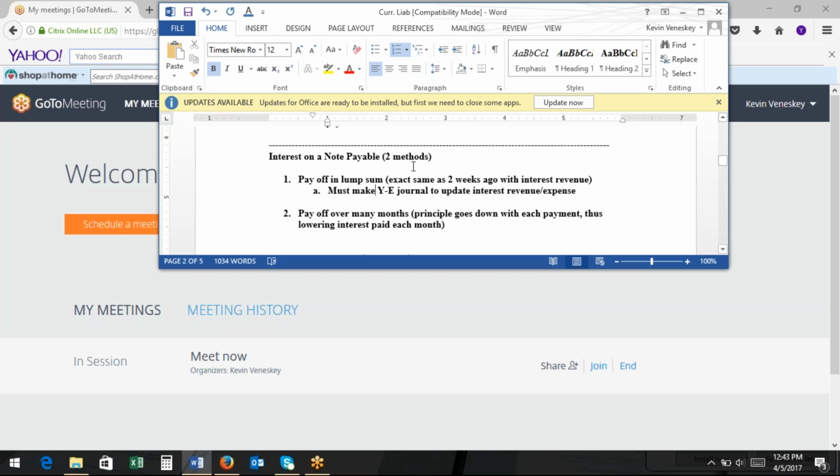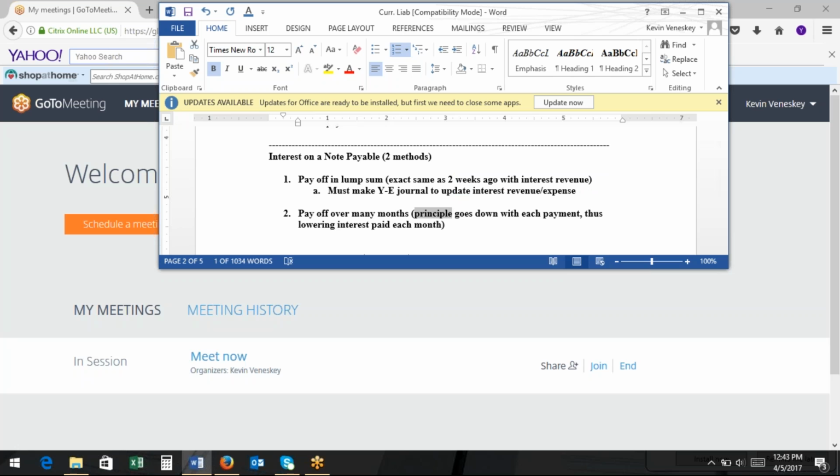Now, the more common way is when you pay off your loan month by month, like a car loan, student loan, mortgage, or credit card. Most items you pay off month by month. When that happens, very similar to what we did with depreciation, when we made an amortization table, we're going to make another type of amortization table, and this time it's going to be on a loan.